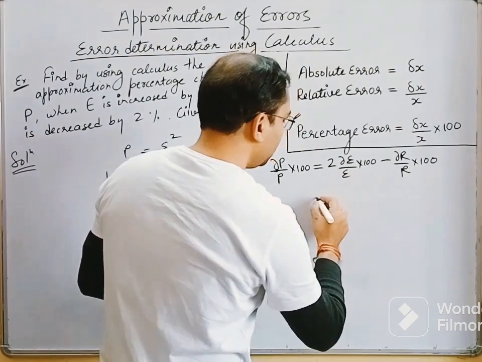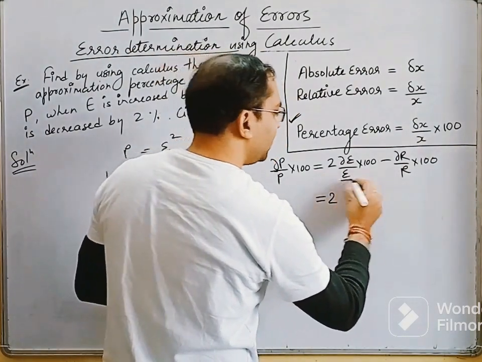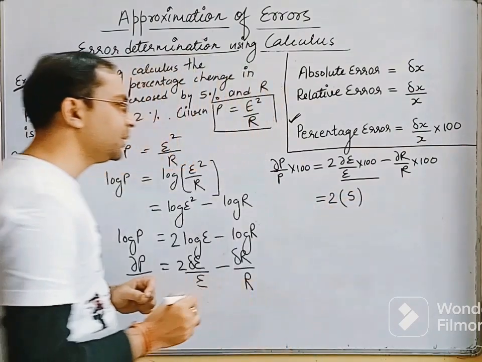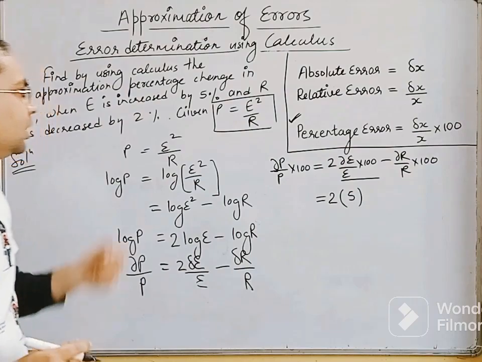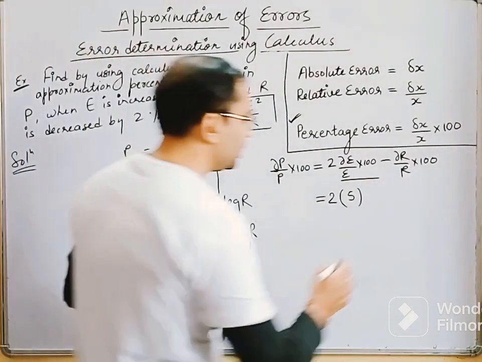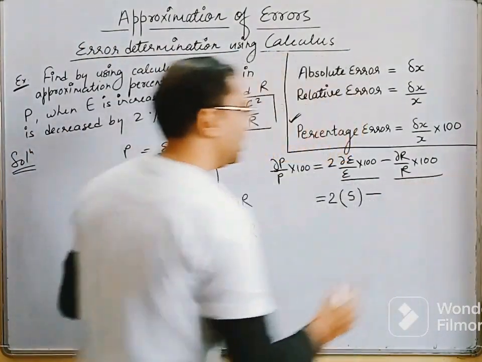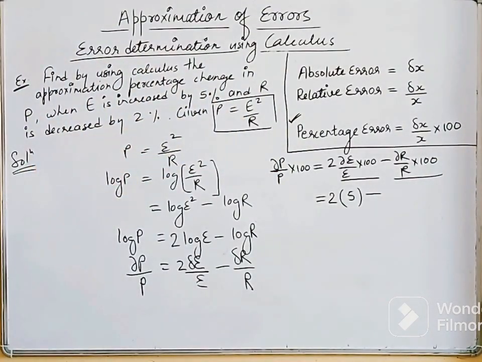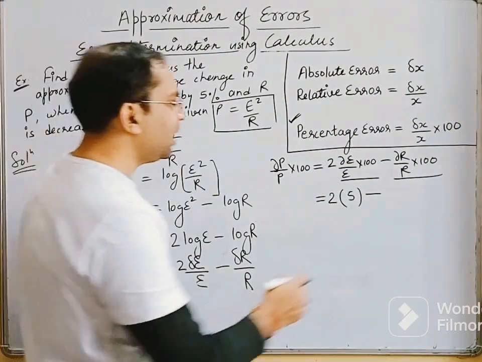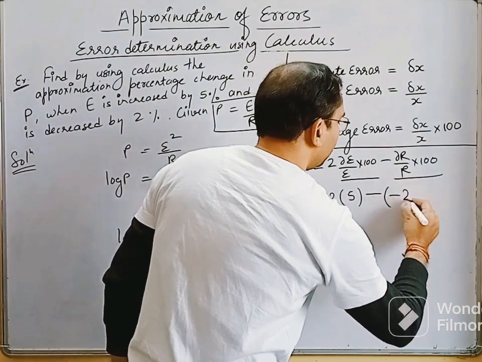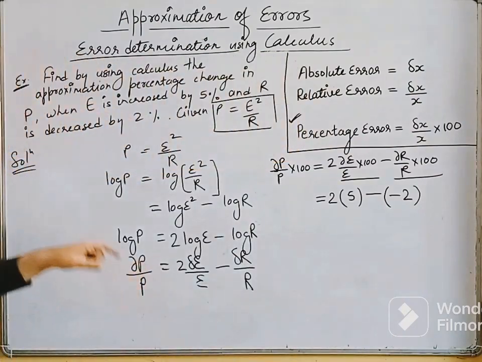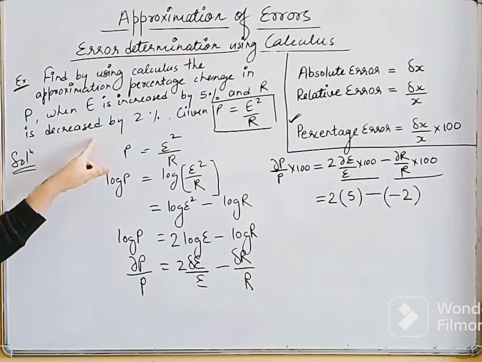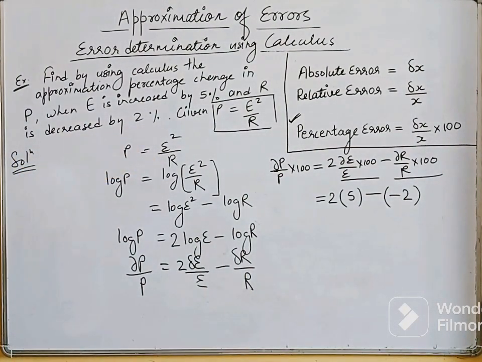So in place of this percentage error, we will write 5, because this is the increase in E by 5%. Now on the right hand side, this is minus. What is the percentage change in R? It has been given that R is decreased by 2%, so it's a negative change. So we have to write here minus 2. Remember, for a positive change we always write it as positive, and for a negative change, that means a decrease, we write minus 2.